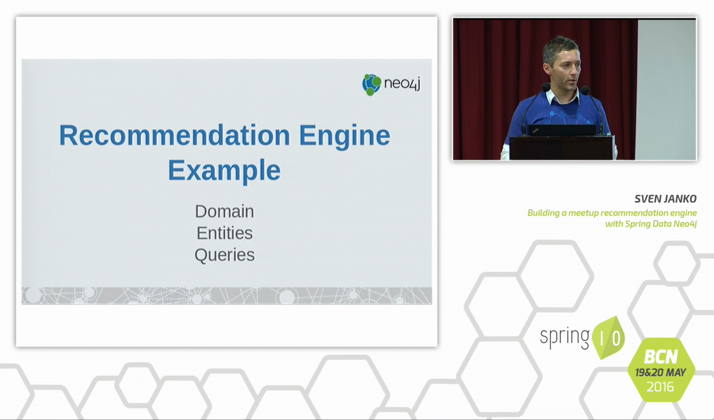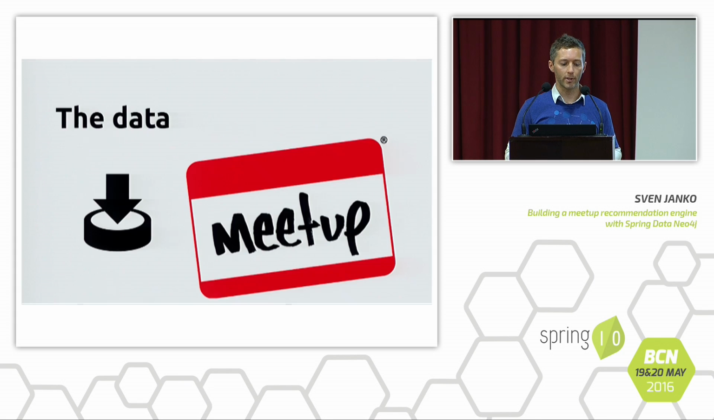Okay, then, let's talk about the recommendation engine. We will walk through the domain model and then discuss the entities we will extract out of that, and then we will also see some queries for recommendations. Our domain is the meetup.com site, where you can look for some meetup groups to join.